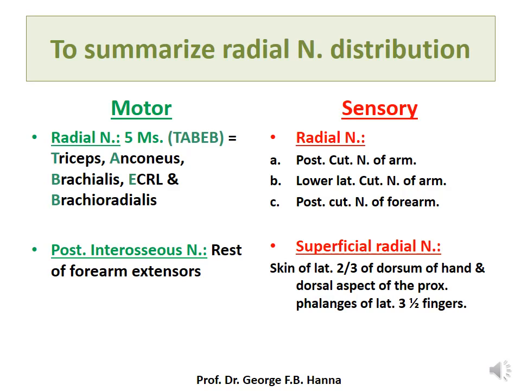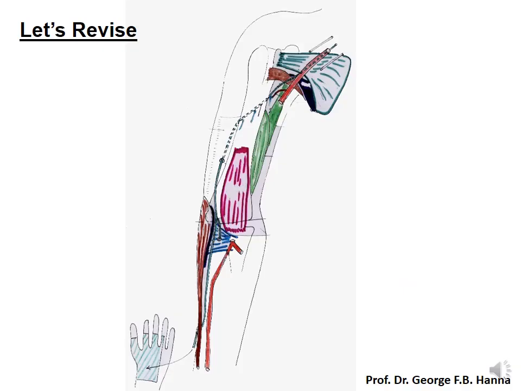What about the sensory distribution? By the radial nerve itself, it supplies 3 cutaneous branches: posterior cutaneous nerve of the arm, lower lateral cutaneous nerve of the arm, posterior cutaneous nerve of the forearm. While via its superficial radial branch, it supplies skin of the lateral 2/3 of the dorsum of the hand and dorsal aspect of the proximal phalanges of the lateral 3.5 fingers. Now, this is the whole pathway. You can stay with it for a few seconds.